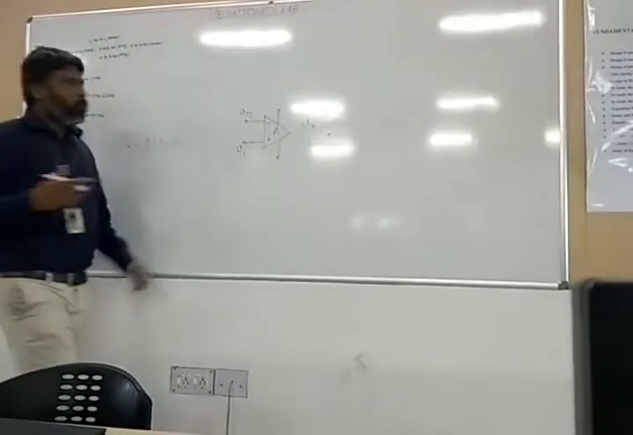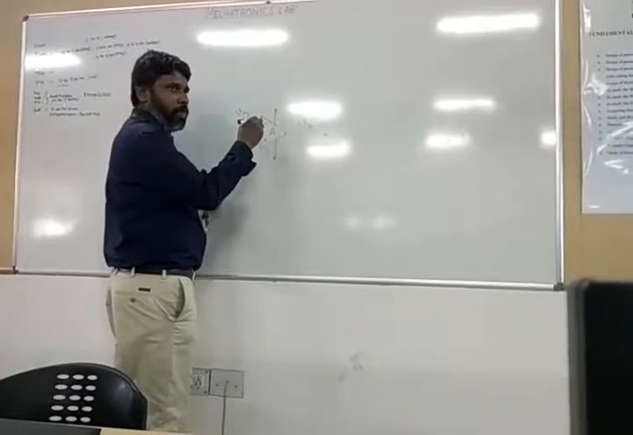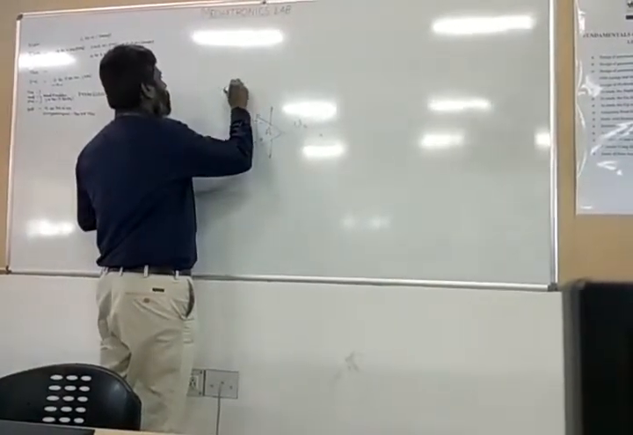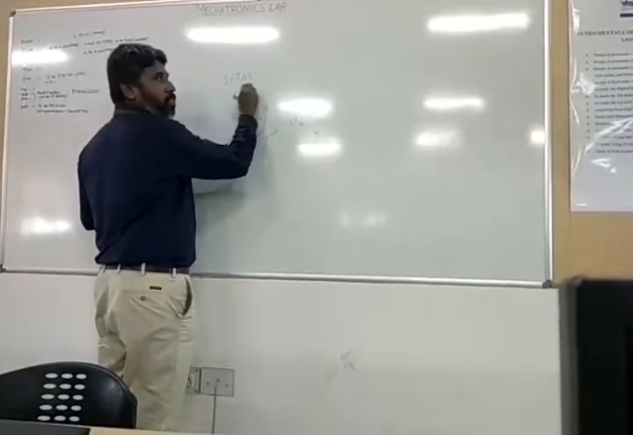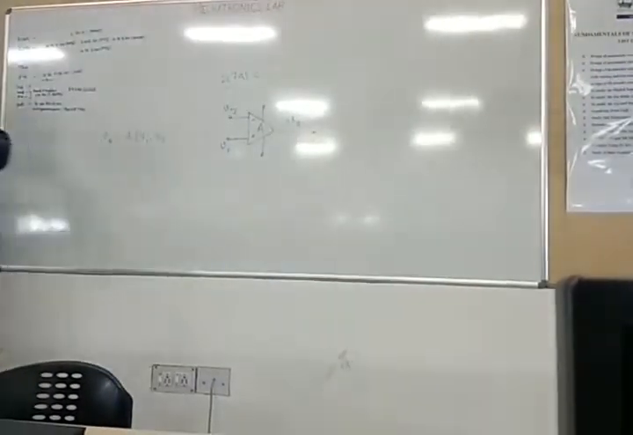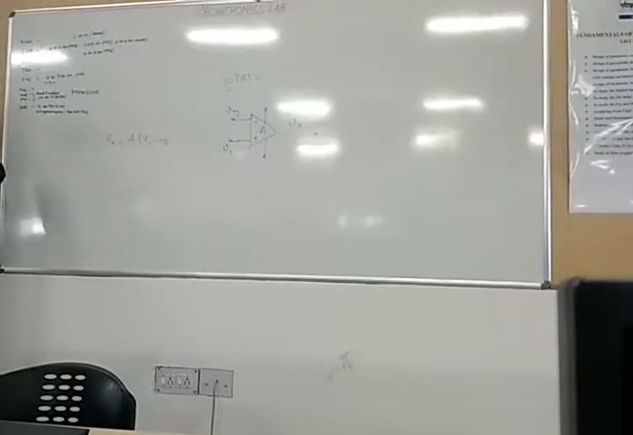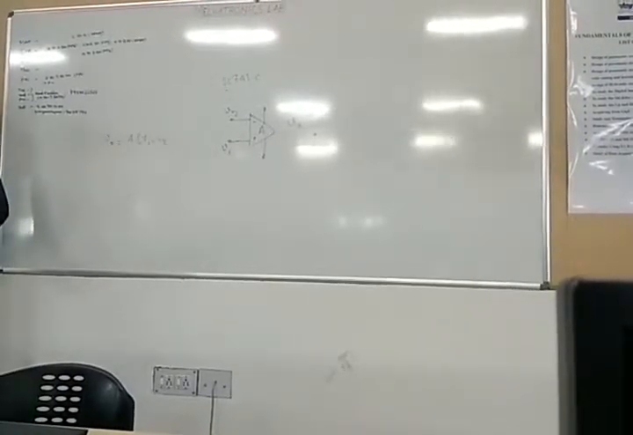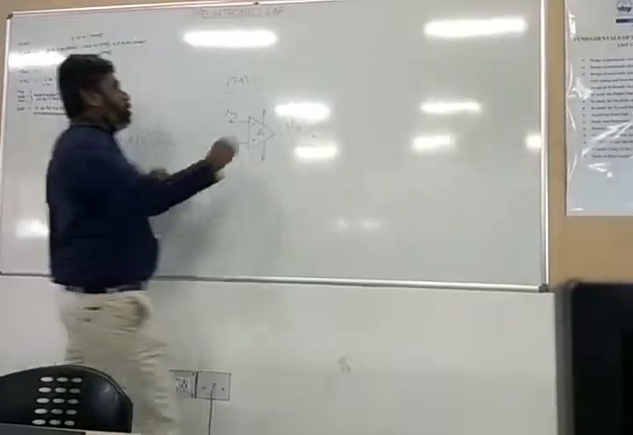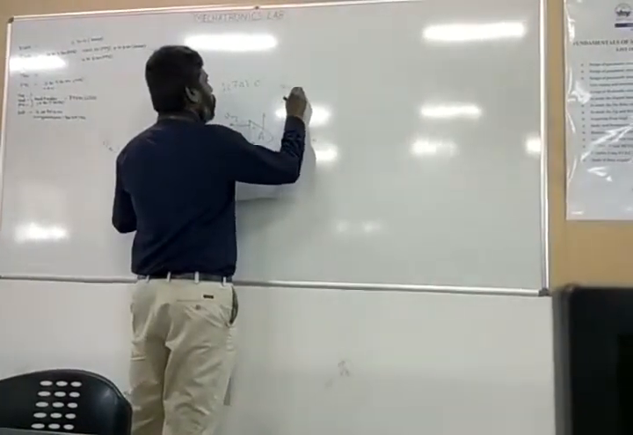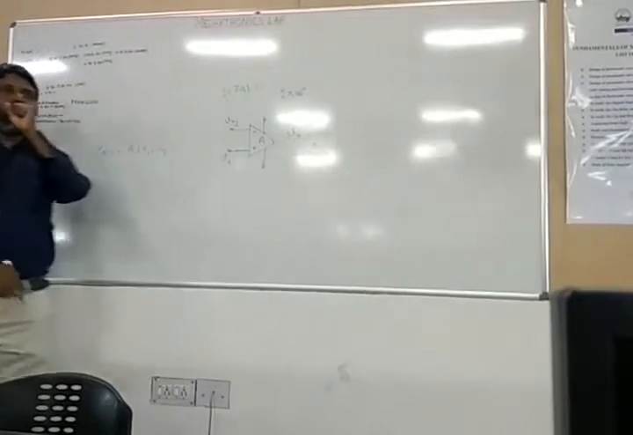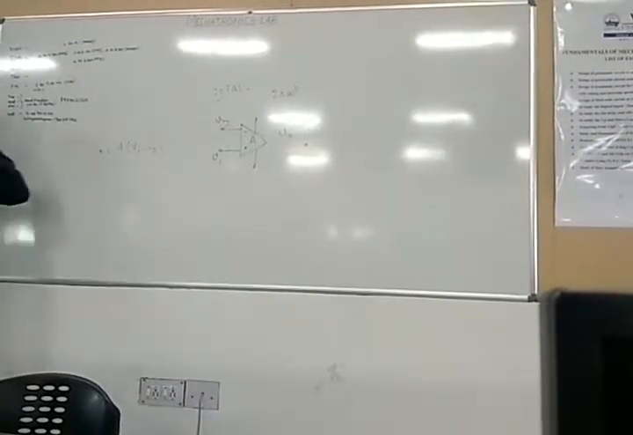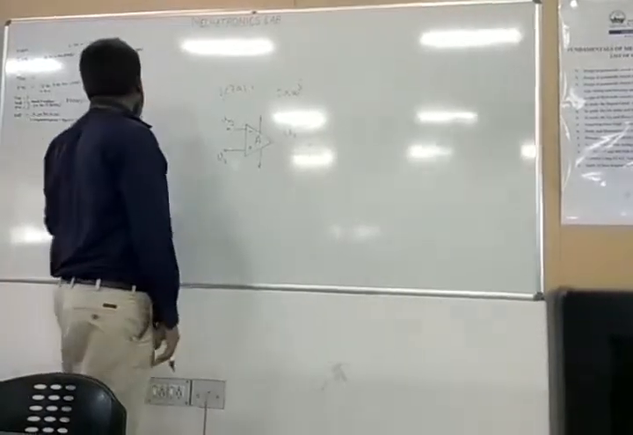You people use the IC 741C op-amp. Do you know the gain of the op-amp? This is important: IC 741C is the op-amp model name. What is the gain of the op-amp? The open-loop gain. Any idea? No idea. It is 2 into 10 power 5. The gain is huge. There is no unit for gain.